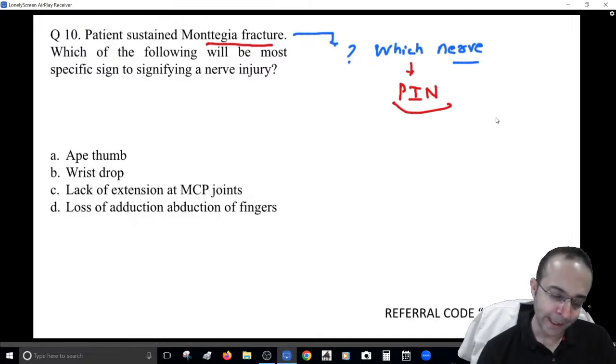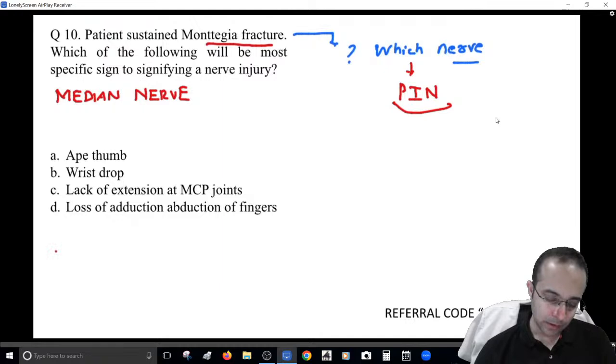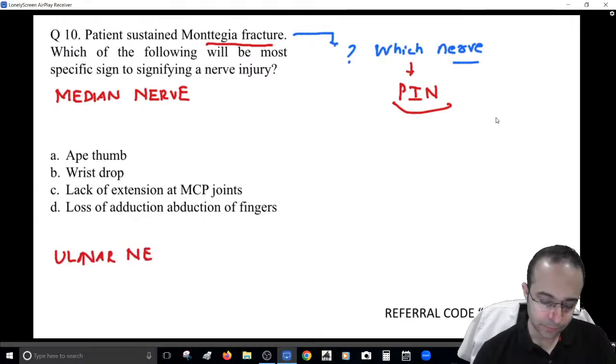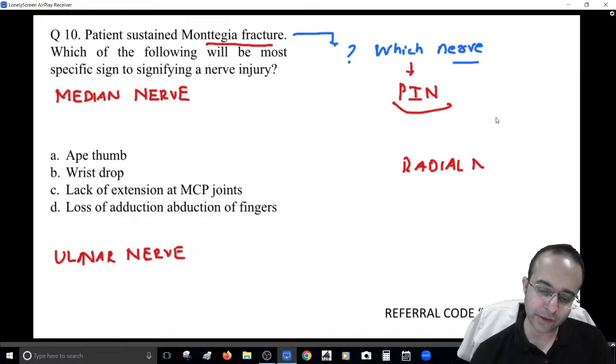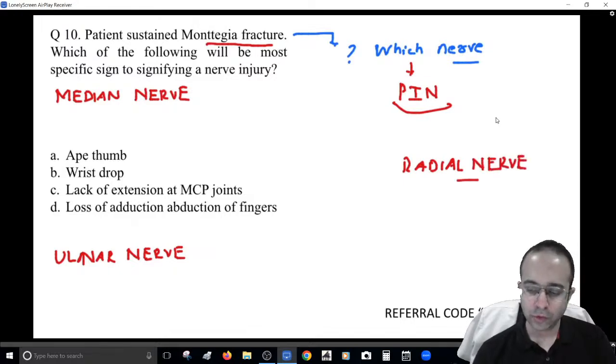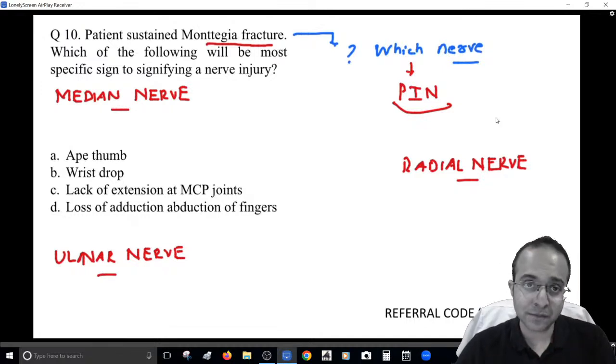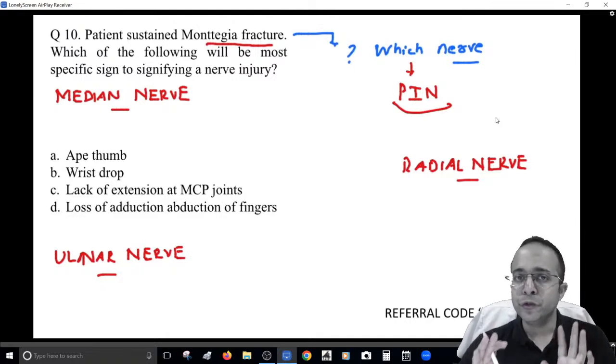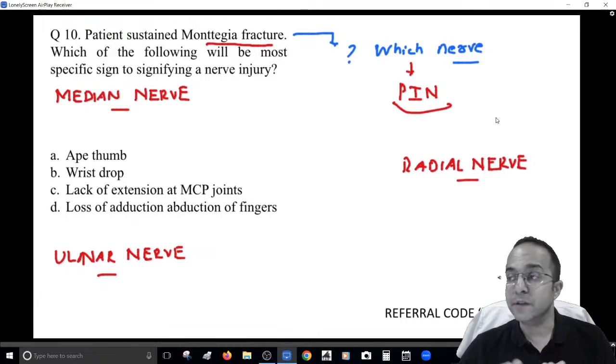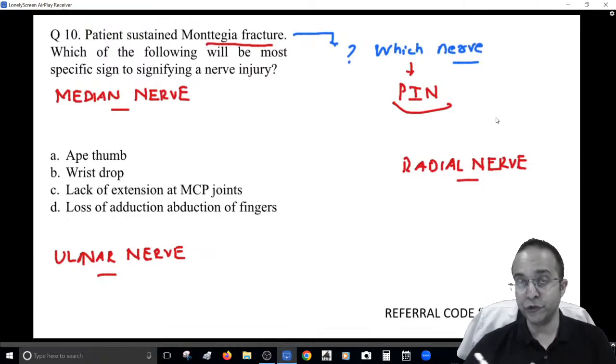Please, there are three important nerves in the upper limb: the median nerve, the ulnar nerve, because you have to be very familiar with these nerve injuries, and the third one you very well know, the radial nerve. So these are the three major nerves of the upper limb. Now you need to know about the clinical signs of each nerve injury on a spinal level. Okay, which nerve is called the laborer's nerve? Yes, please help me out with this. Which nerve is called the laborer's nerve?